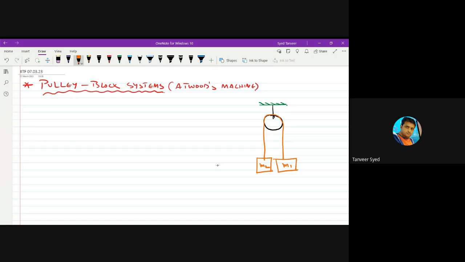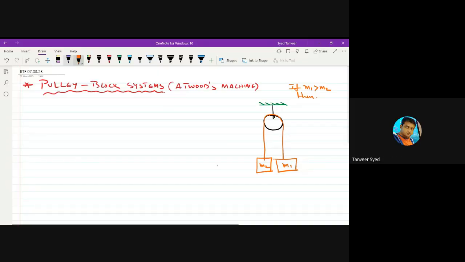Okay. What happens if m1 is equal to m2? If I leave the two blocks of equal masses at rest, what happens? Nothing happens. They will be at rest. They will be stable, or they will be in equilibrium. But let us say m1 is greater than m2. Sir, the weight will totally fall on m1 and it will fall. So m1 will go down.